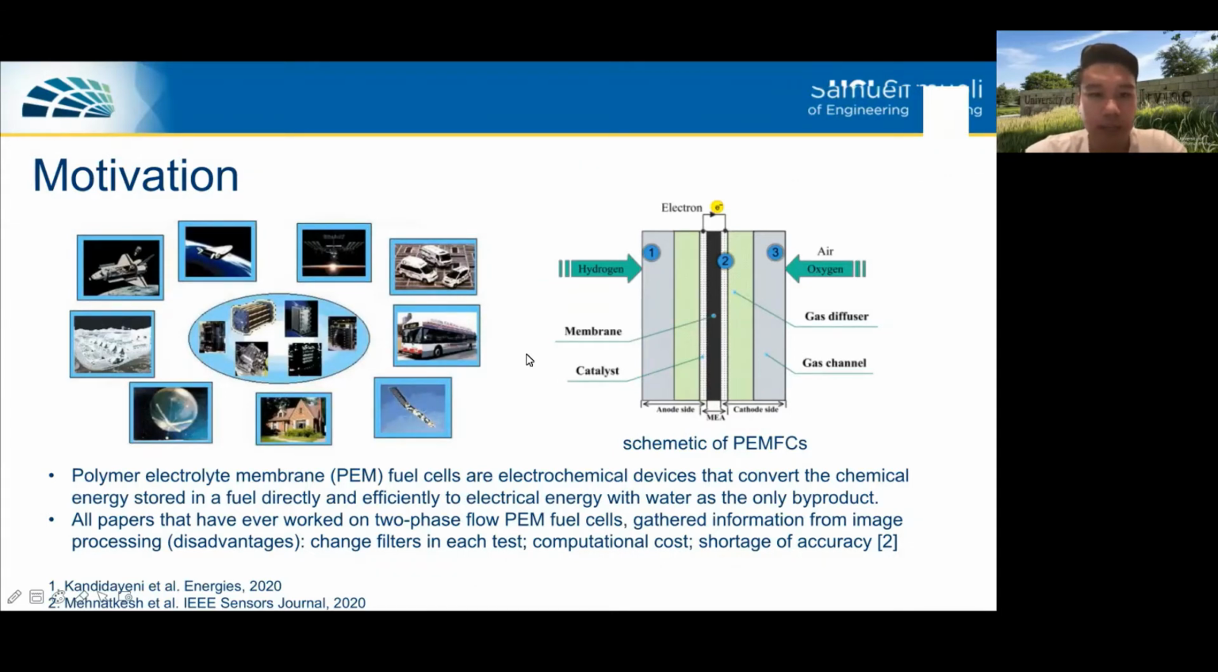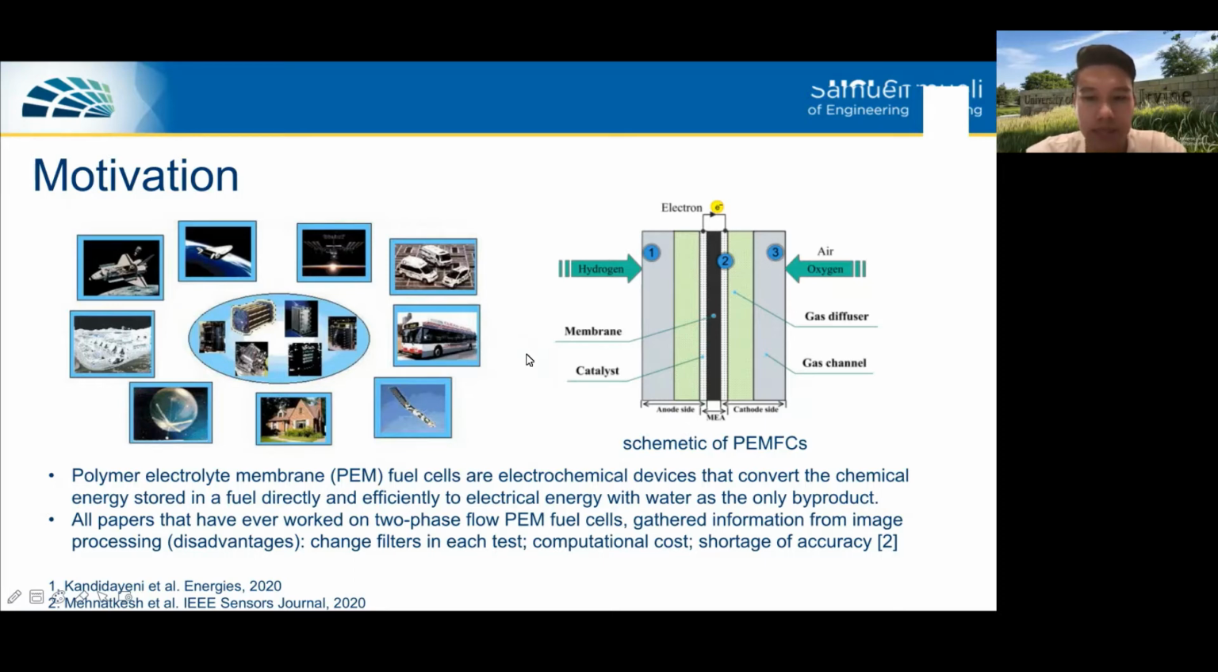The polymer electrolyte membrane fuel cells, which is the PEM fuel cells, are electrochemical devices that convert the chemical energy stored in a fuel directly and efficiently to electrical energy with water as the only byproduct. The figure on the left-hand side shows some applications of the PEM fuel cells, including the transport power, the portable power, and the backup power, like the fuel cell vehicles or even the fuel cell military equipment.